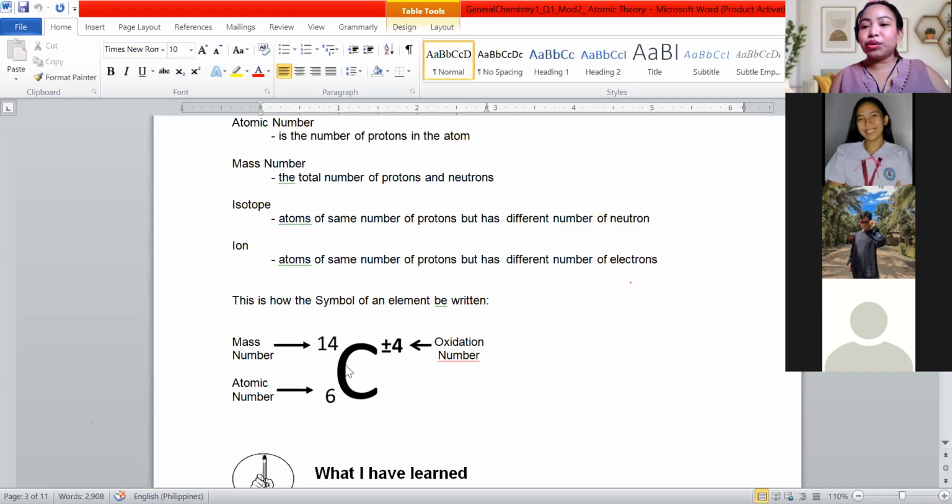But C14 is what is used for carbon dating. Are you familiar with carbon dating?